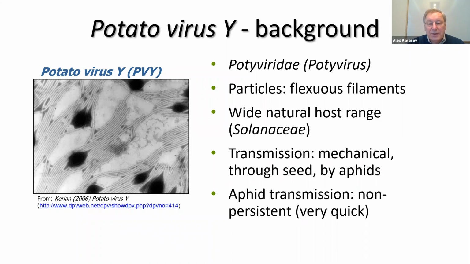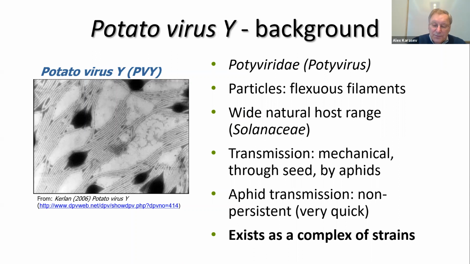This virus is the type member of the large family Potyviridae, genus Potyvirus. The virus has long flexuous filamentous particles and it can infect a wide range of hosts, especially from the family Solanaceae. So transmission of these viruses may be mechanical. It may be by aphids in a non-persistent manner. But for potato, the most important transmission is through seed potato. What is also interesting, this virus exists as a complex of various strains.